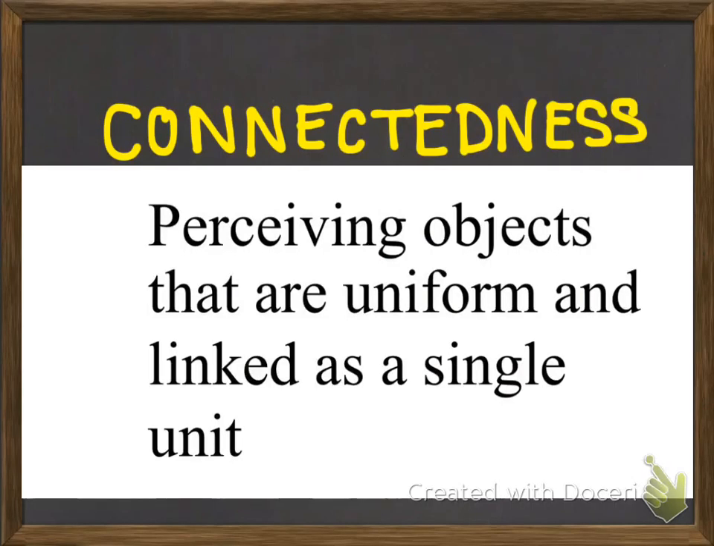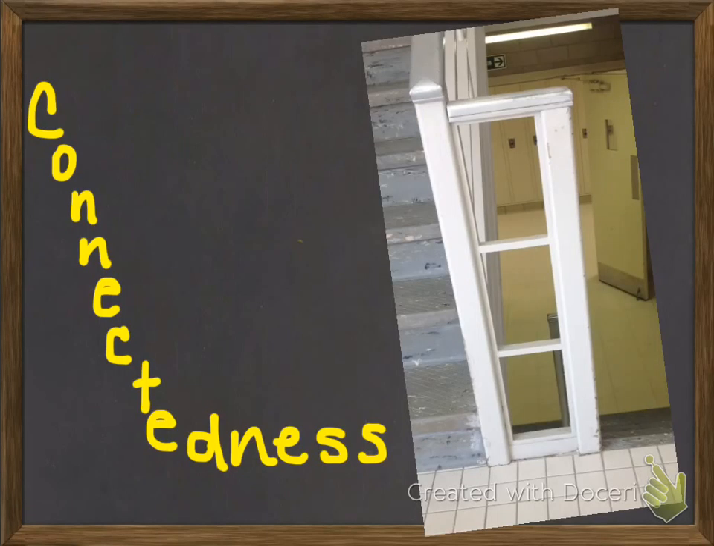Connectedness is when we perceive objects that are uniform and linked as a single unit. This picture demonstrates connectedness because we perceive the railing as being one continuous structure going both up and down the stairs, when in fact there are two separate railings connected by 3 bars.